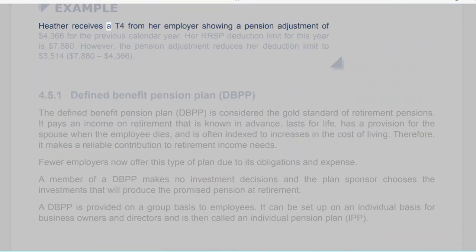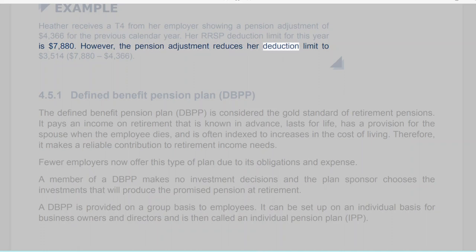Heather receives a T4 from her employer showing a pension adjustment of $4,366 for the previous calendar year. Her RRSP deduction limit for this year is $7,880. However, the pension adjustment reduces her deduction limit to $3,514, which is $7,880 minus $4,366.